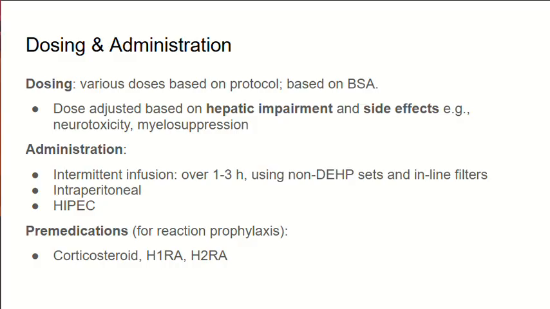Dose adjustments are done for hepatic impairment or side effects such as neuropathy or myelosuppression. It is given via intermittent infusion, intraperitoneal administration, or for HIPEC. And due to the high risk of reactions, as we mentioned, due to the surfactant, pre-medications are required.